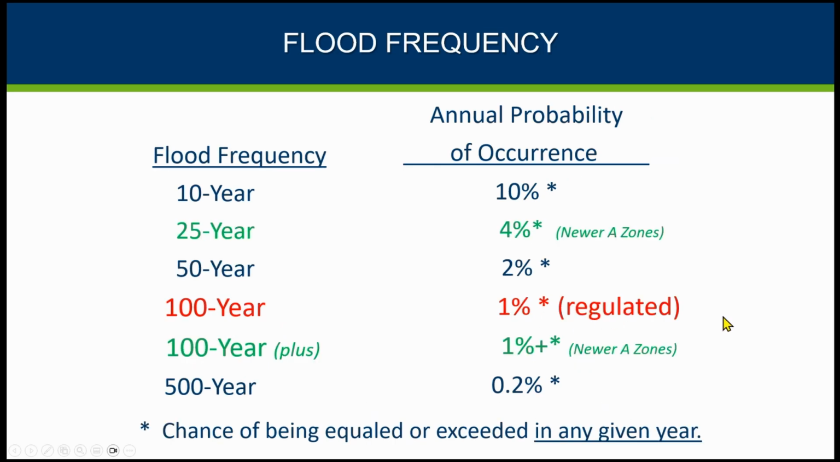In the more recent updates of the maps, they've started adding a couple more frequencies, the 25-year or the 4%, and something called the 100-year plus. Because when they're calculating that 100-year, there's typically a range, and they pick the median of that range, the middle of that range, but they also are showing what the top of that range is, because that might be something helpful to look at for risk in your community.